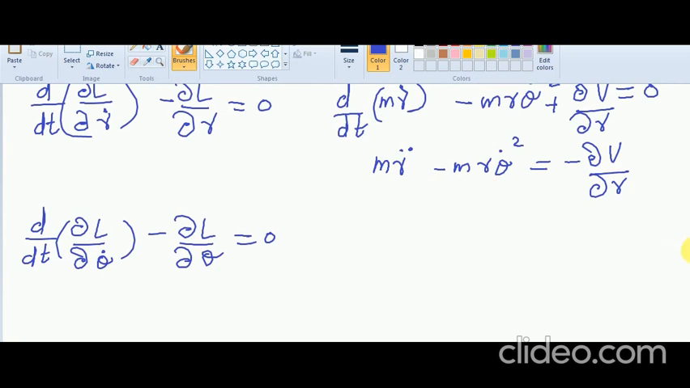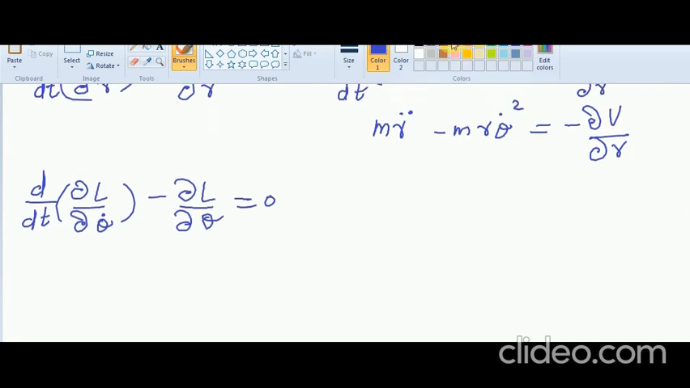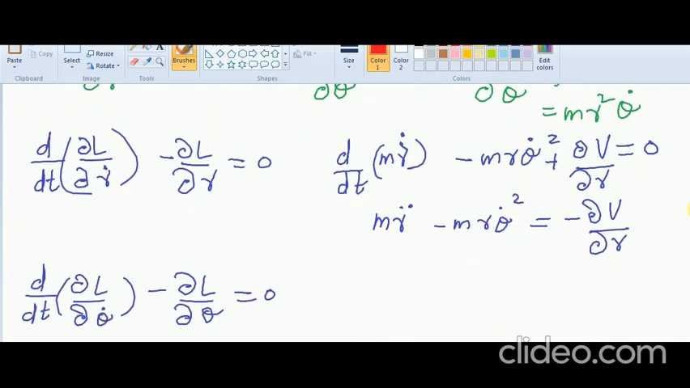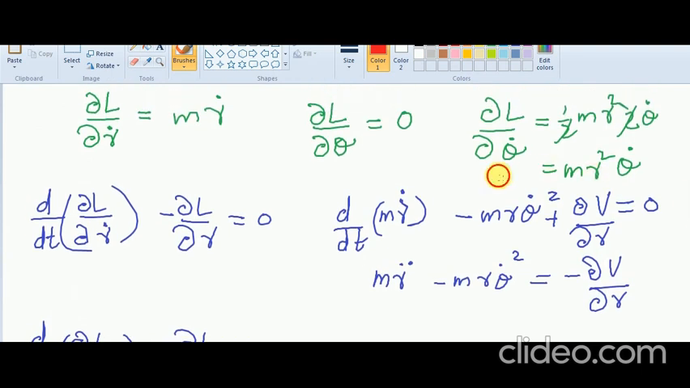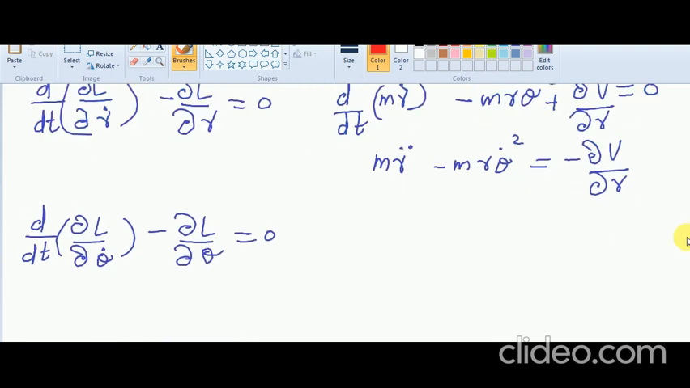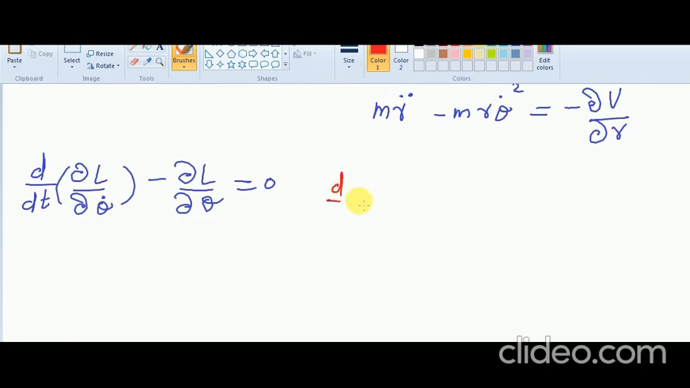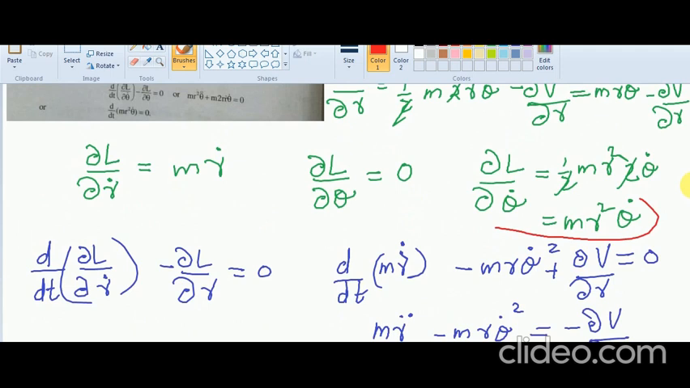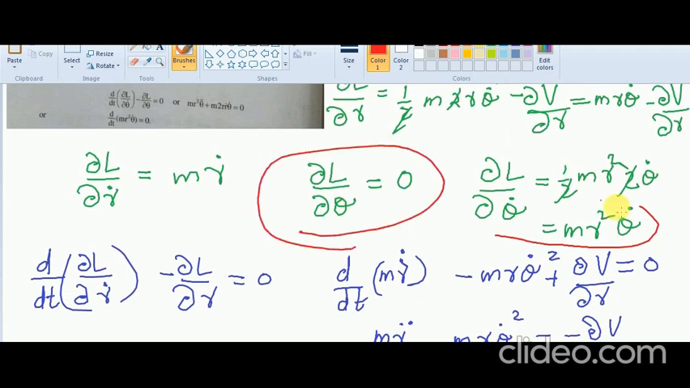And considering the next Lagrange equation, that is d by dt of dou L by dou theta dot minus dou L by dou theta equal to 0, we can substitute dou L by dou theta dot. We already derived that dou L by dou theta dot is equal to m r square theta dot. So this will become d by dt of m r square theta dot, then minus dou L by dou theta, which is 0, equal to 0. Dou L by dou theta, we got the expression as 0 earlier.